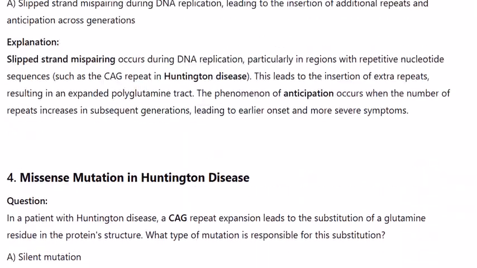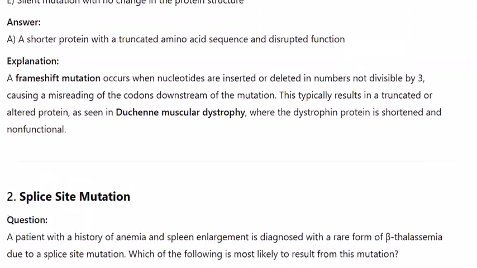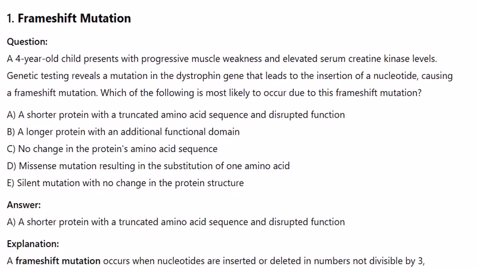Here are 5 USMLE-style questions based on frame-shift mutations, splice site mutations, slipped strand mispairing, and the effects of coding DNA mutations. 1. Frame-shift mutation. Question. A 4-year-old child presents with progressive muscle weakness and elevated serum creatine kinase levels. Genetic testing reveals a mutation in the dystrophin gene that leads to the insertion of a nucleotide, causing a frame-shift mutation. Which of the following is most likely to occur due to this frame-shift mutation?